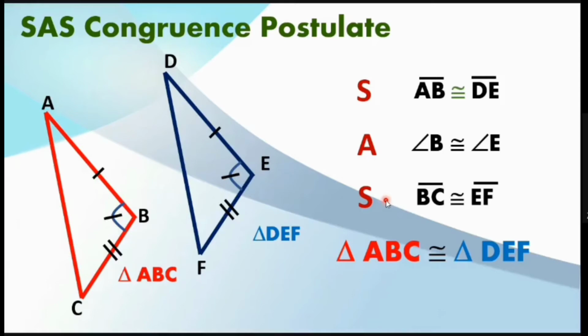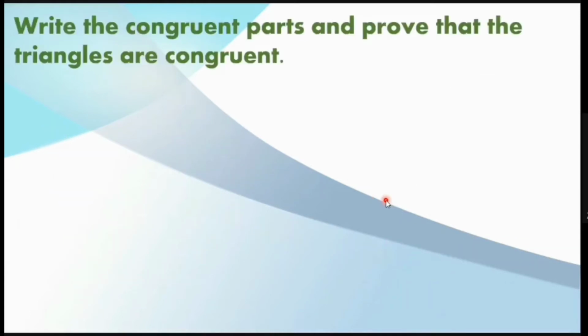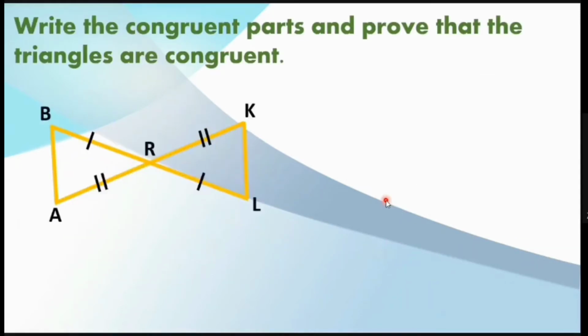By what means we have proven that the two triangles are congruent? By SAS congruence postulate. Okay, so let's proceed to the second example. Suppose we have two triangles here. As we can see in the illustration, we have two triangles, and these triangles are named triangle BAR. This one is BAR. And the second triangle is triangle LKR.